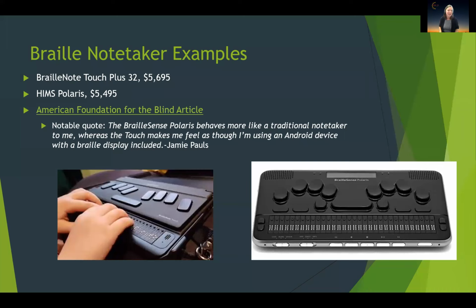All right. Braille note taker examples. So we have the Braille Note Touch Plus 32, which is at $5,695, and the HIMS Polaris, which is at $5,495. And these are the two I think that are probably the most widely used and disseminated and taught. If there's anything else I am missing, please type it in the chat box, because I love to learn about what devices are out there.